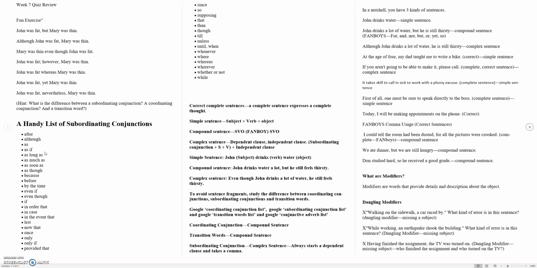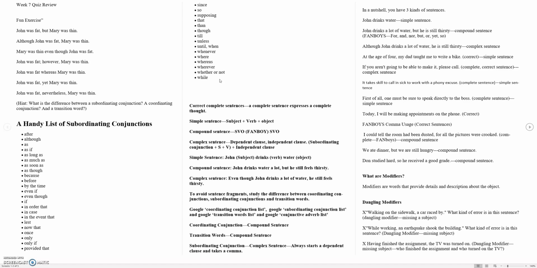So, for example, after Jane comes home from school, comma, she studies. Although John is fat, comma, he is smart. As long as you study, comma, you will get good grades. And so that sort of thing. Okay, so all of these, while John is walking the dog, he chews gum. So all of these are dependent clauses.